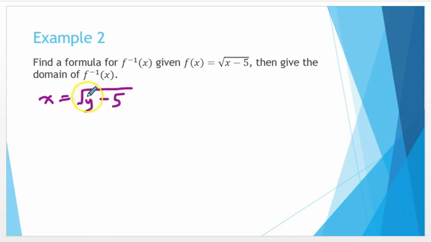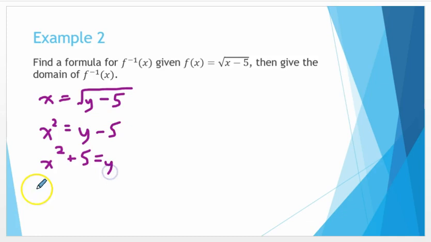Step 2, now I need to solve this equation for y, so I need to get it by itself. I have a square root going over this entire expression, y minus 5. So if I square both sides to get rid of that, I will now have x squared equals y minus 5. And then one last step, the opposite of subtracting 5 is adding 5. So now I can say x squared plus 5 equals y, which means my inverse function is x squared plus 5.